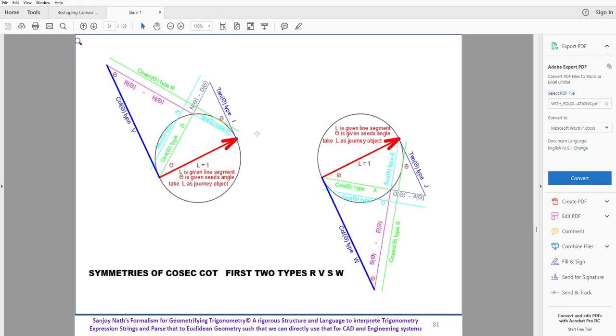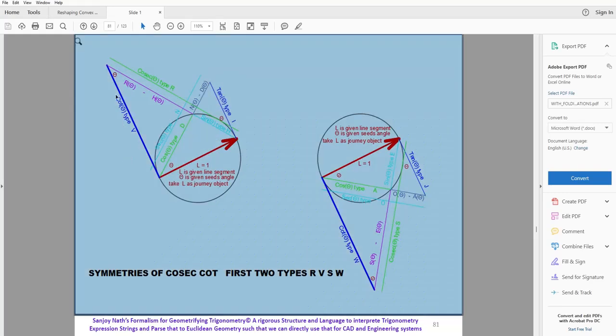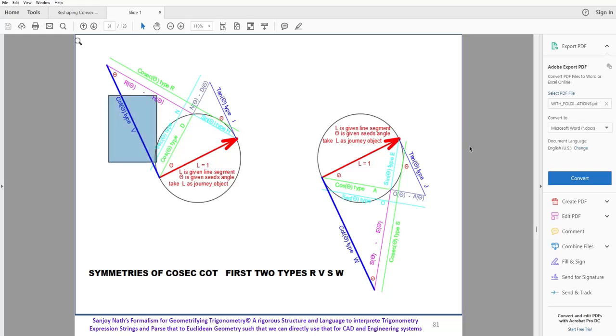When the tan theta is like this but cot theta is like this, when we take L as the base, then we get the perpendicular as tan theta. But when we take L as the perpendicular, then we get the base as the cot theta, and we get the hypotenuse as the cosec theta. So the denominator is consumed as a hypotenuse, base or perpendicular, and the numerator is output as the hypotenuse, base or perpendicular.